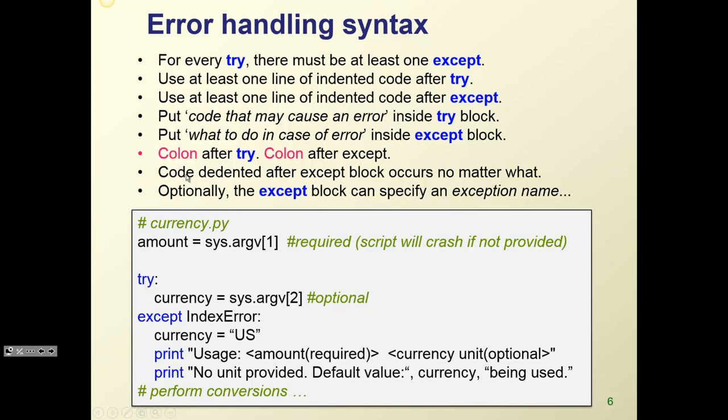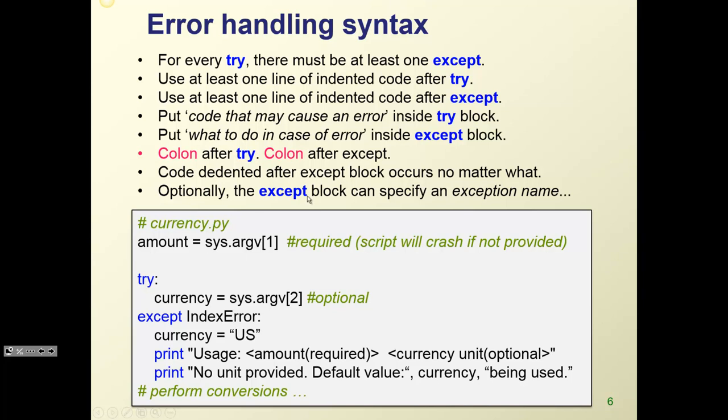The same here. So you want to put the code that may cause an error inside of the try block and put what to do in case of the error inside the except block. Make sure you put your colons. There's got to be a colon after a try, colon after the except. The code that is dedented, that comes after an except, is executed no matter what. If the try goes all the way through, this gets executed. If the except gets reached, this still gets reached.